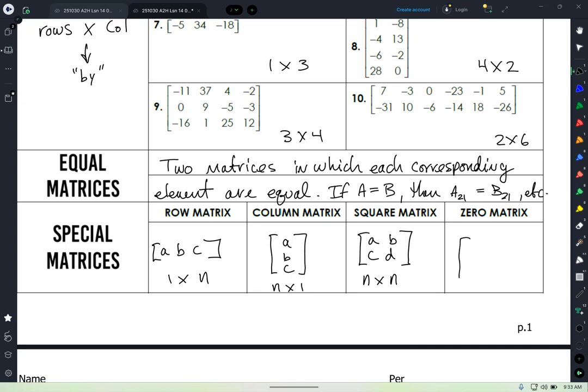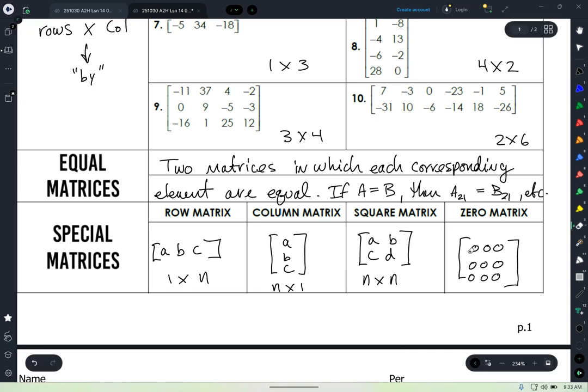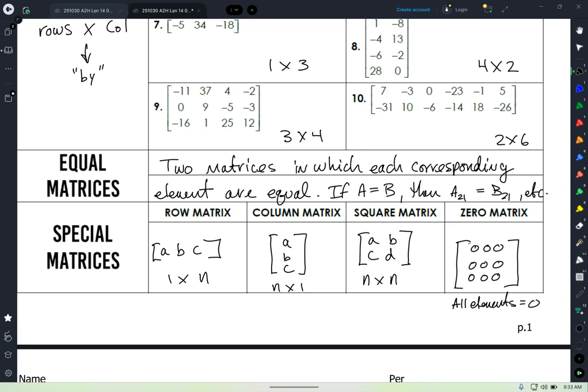And then there's this guy. We call this a zero matrix. 0, 0, 0, 0. Does it have to be 3 by 3? Nope. Basically, all it has to be is all elements equal to 0. We could jot that down here: all elements equal to 0. You might say, well, why would we have that? Well, there are reasons for this. We'll get to them as we start doing some math.